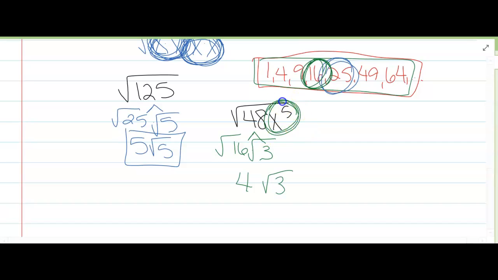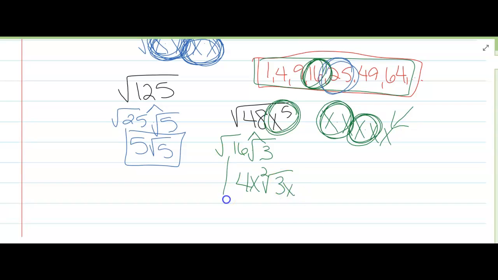Now when I take the square root of x to the fifth, remember what you're looking for is the pairs of x's. So x times x, there's a pair, x times x, there's a pair. So I have an x squared on the outside, but notice I've got that one x that's left over. We're going to leave it there on the inside.